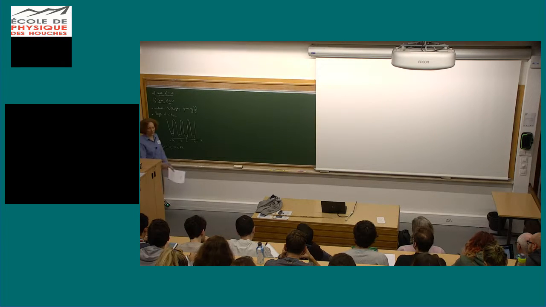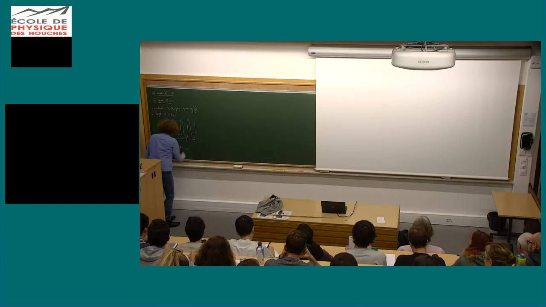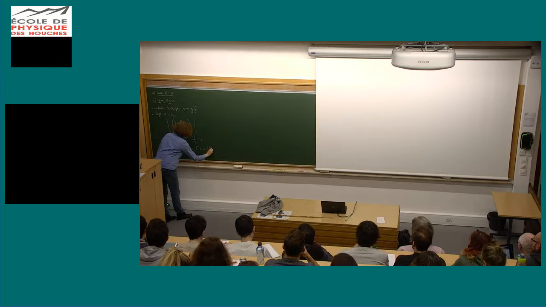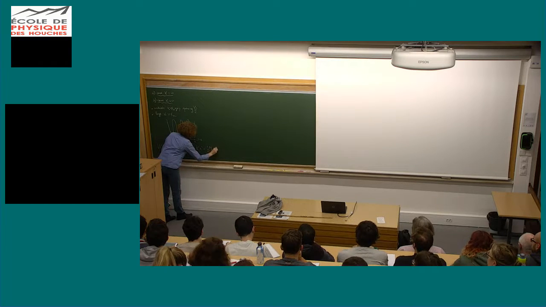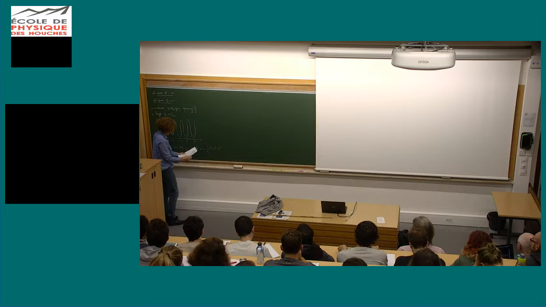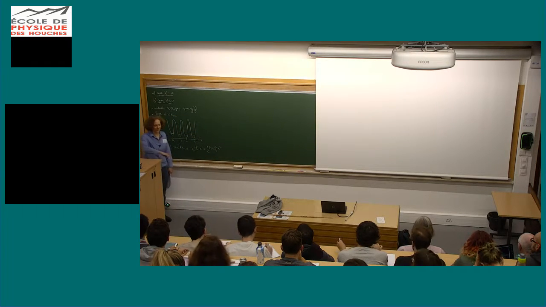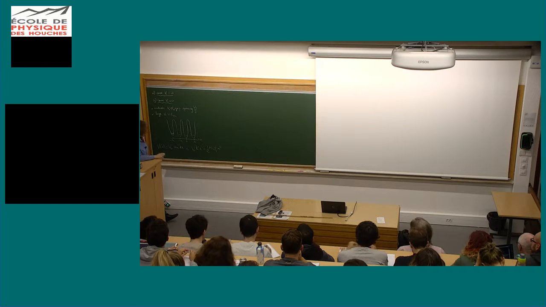Around the position 0, I can expand the potential as V0 k squared x squared, which I can write under the form 1/2 m omega squared x squared, where I call it omega naught just to be consistent with my notes, where omega naught is some harmonic frequency.